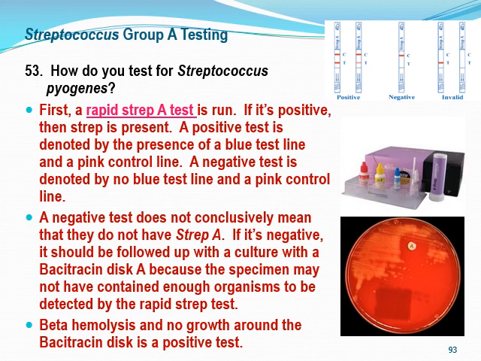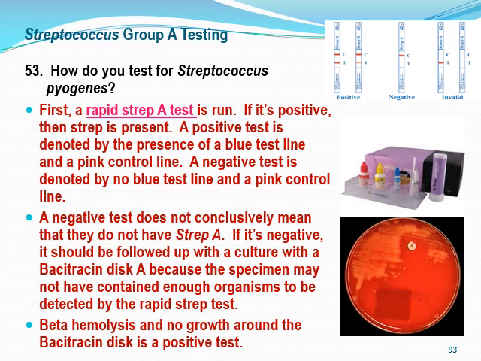And if you look up here, we're talking about that rapid strep A test, right? If it's positive, then strep is present, right? And you put it together with other things such as your clinical findings, your microbiology findings, along with these strep tests, and then we will know your blood test findings, put it all together to make a positive ID, right? So a positive test is denoted by the presence of that blue test line and a pink control line.